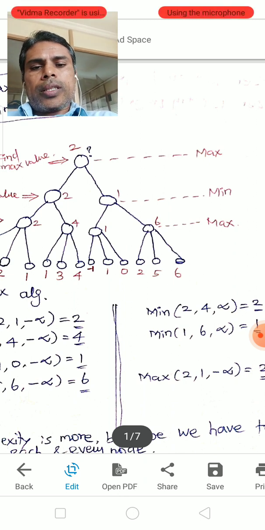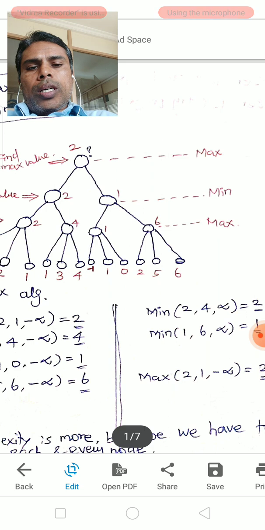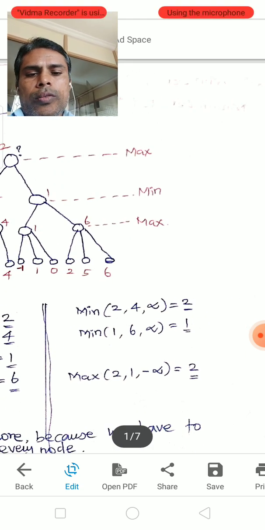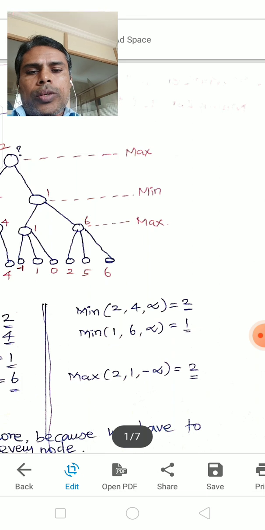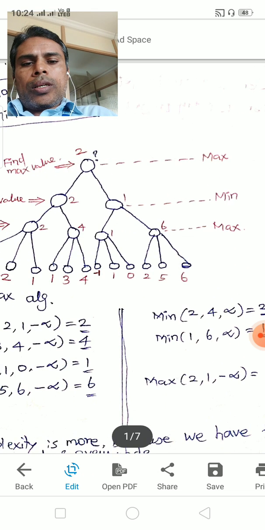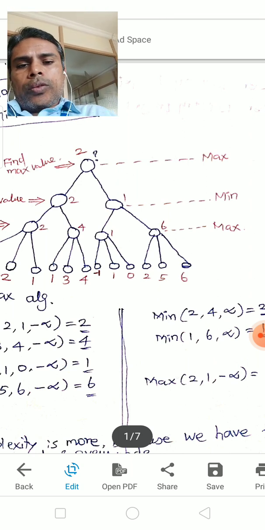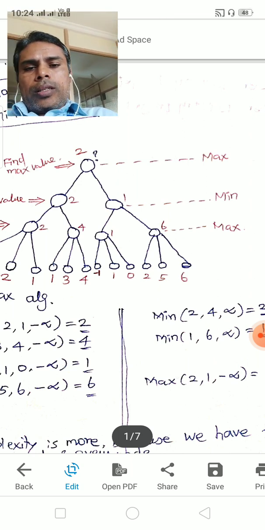So the right child having the 2 nodes, so 1 comma 6 comma infinity. Which one is the lowest value from these 3 values? 1 is the lowest value. You should place the value 1 for the root node here. Okay, so this is the minimum value we have to take for the given leaf node.